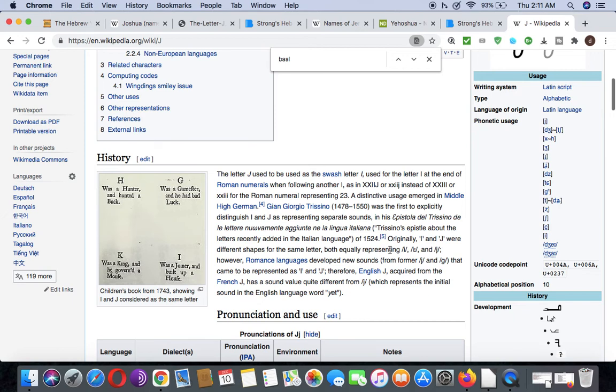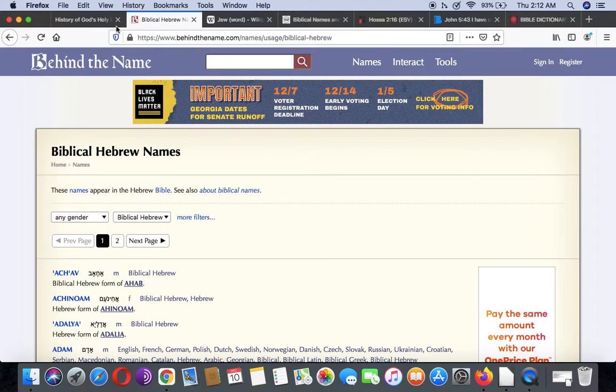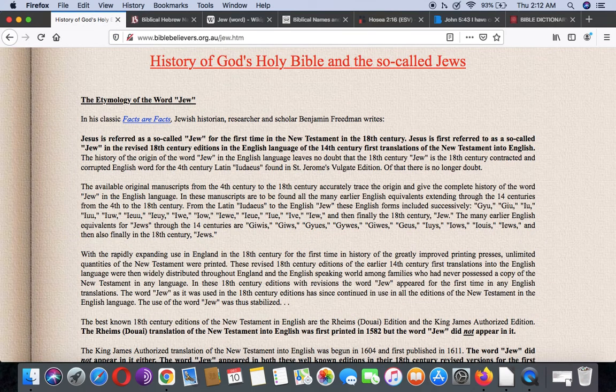So I'm going to move on to another topic here with this Bible name deception that is often overlooked. So let me bring up the watch screen. Okay. So the word Jews.